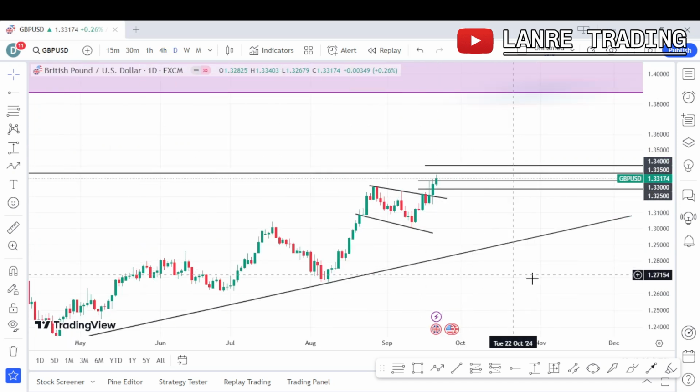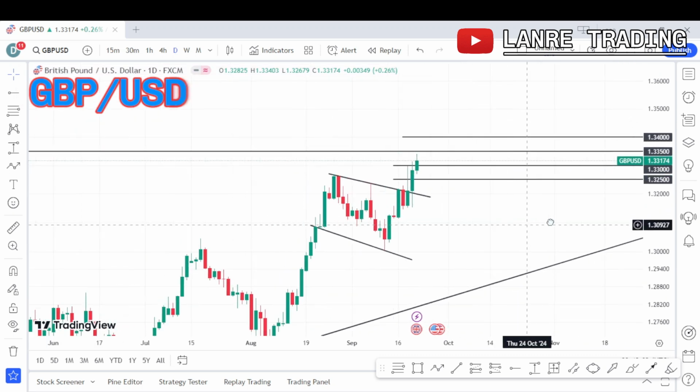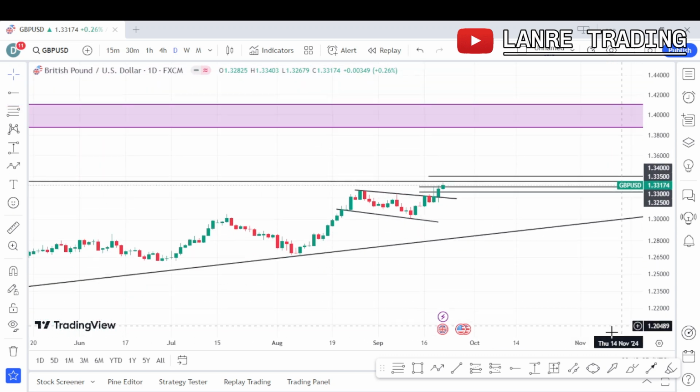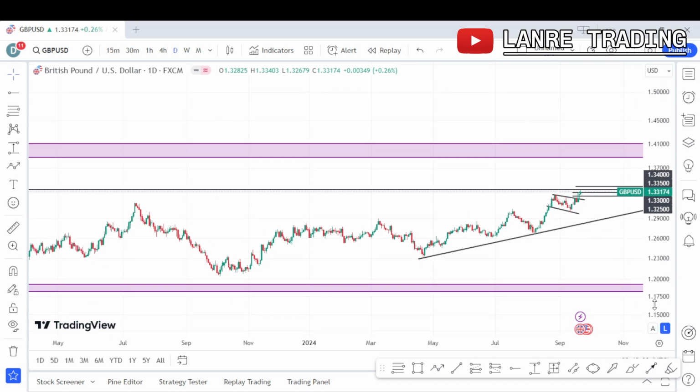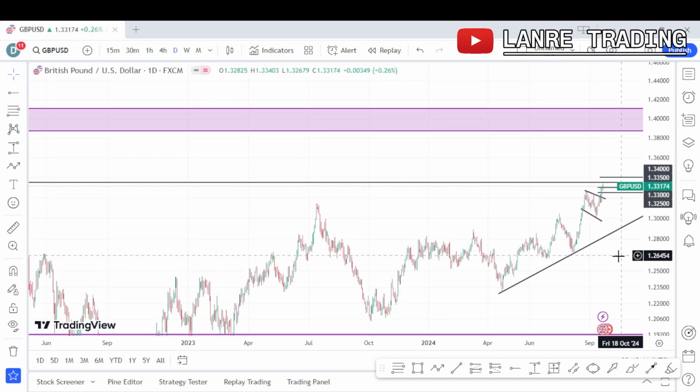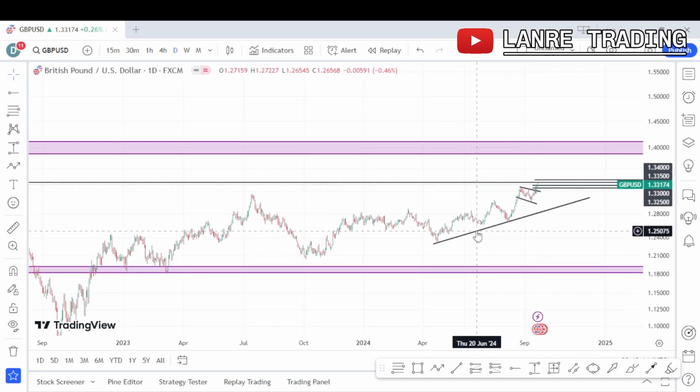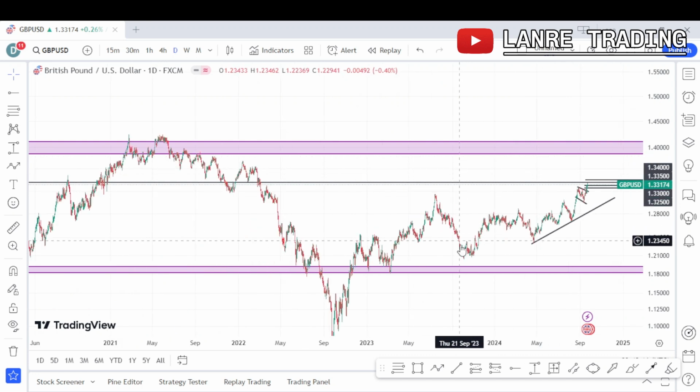So for Great Britain pounds USD, what's currently happening? It's pretty straightforward and simple. The first thing we need to look at is the zone that we are at. The overall trend is bullish, and we are currently in this zone right about here.